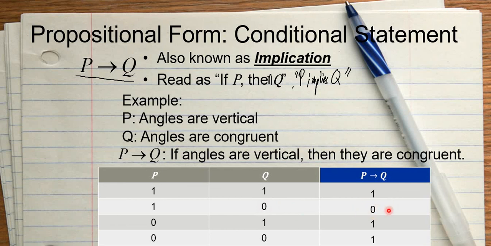Now, there are other forms that make up the conditional statement, and they also have certain conditions within their truth values. We're going to look at some special forms of the conditional statement and the last propositional form in the next video.